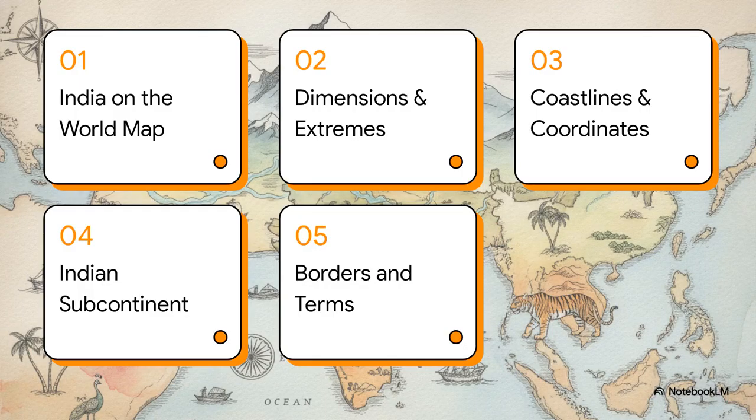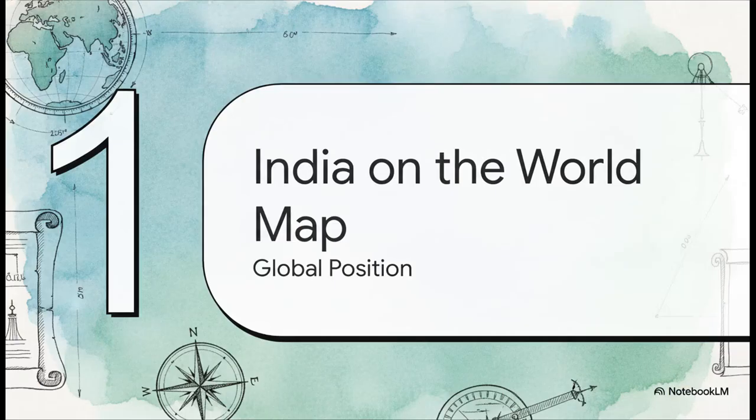Let's get right into it. So here's our roadmap for this explainer. 1. India on the world map. 2. Dimensions and extreme points. 3. Coastlines and critical coordinates. 4. Defining the Indian subcontinent. And 5. Geopolitical borders and terms. Starting off with Section 1, India on the world map.